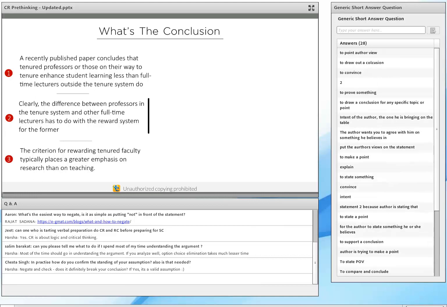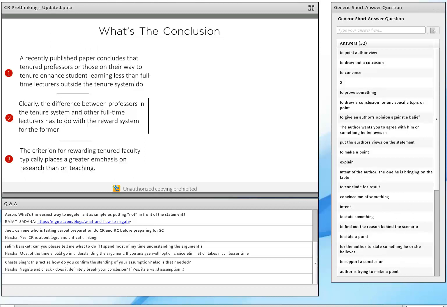What is the purpose of an argument? To draw out a conclusion. Yes, that is true. Who said that? Kriti, that is true. The whole reason an argument exists is because of the conclusion. All the author wants to do is to prove his point.